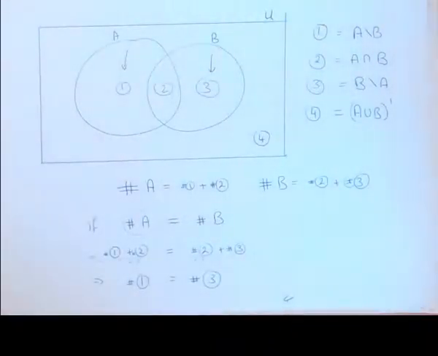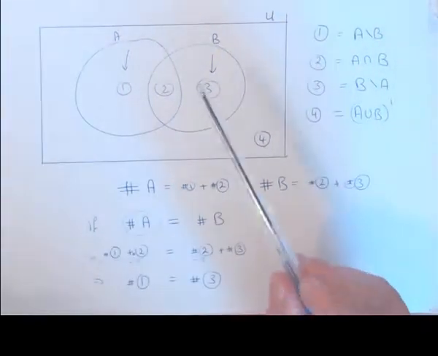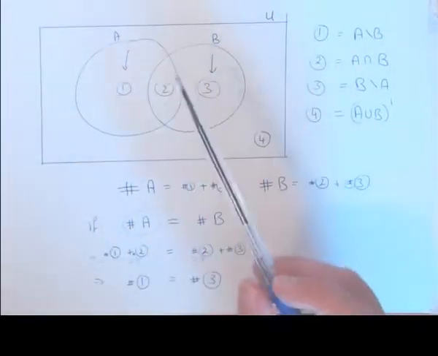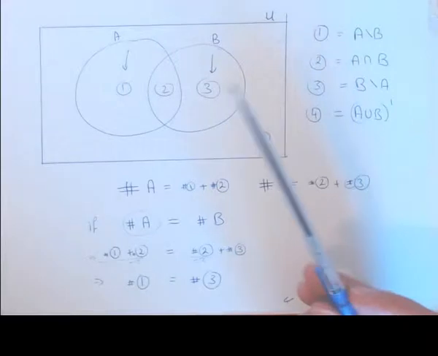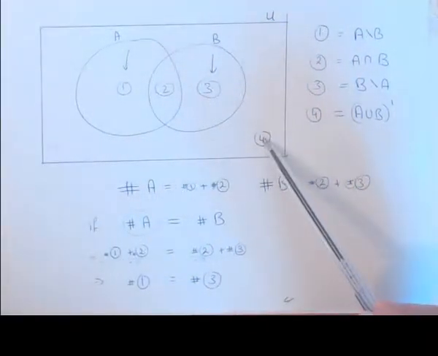So in order to think about this, I've labelled the diagram of the universal set, which as you know is the rectangle, and I've got two sets, set A and set B, and I've labelled all the different areas in there. I've labelled this area 1, this area 2, this area 3 and this area 4.